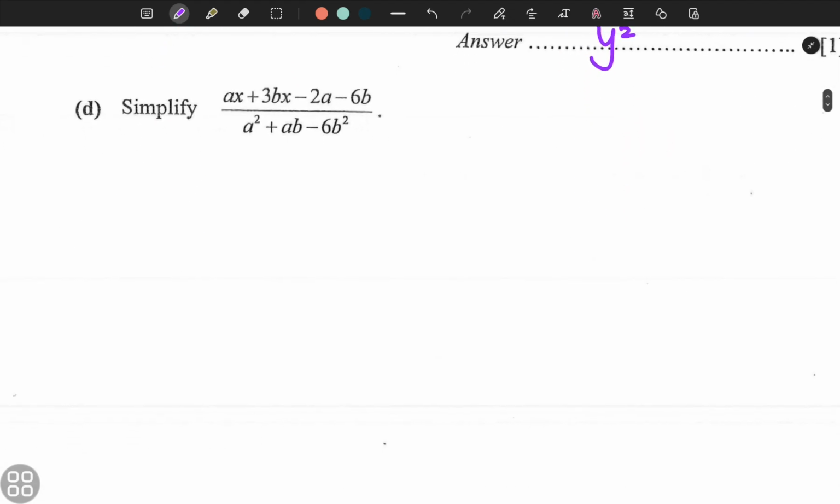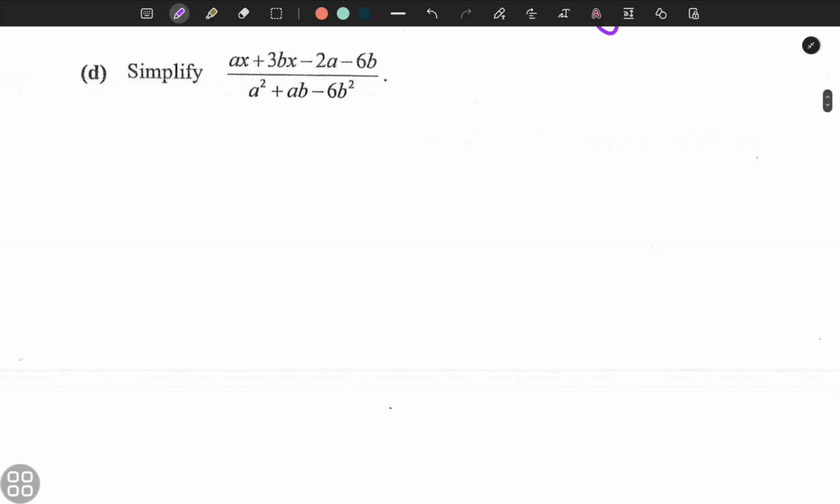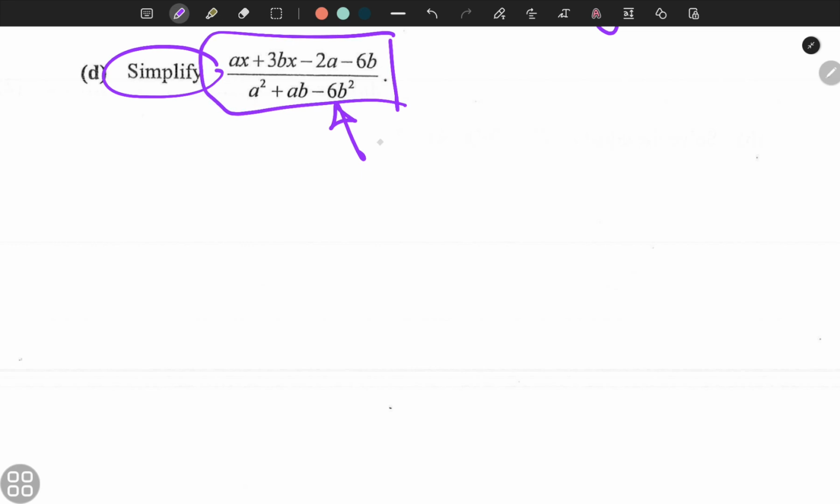Lastly, in part D, I see that there is a fraction. And I see that I need to simplify it. Simplify basically just means that something is very complicated and your final answer should look something simpler. Right, simplify comes from the word simple. So this is a complicated thing. I'm gonna make this entire thing simpler.